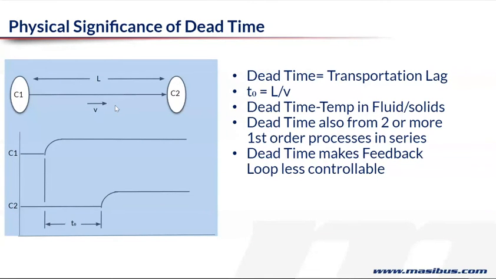Dead time is also there, we saw last time, when you have a 2 RC process, then there is an inherent dead time, because the first process will follow a single RC, and in the second process there will be a dead time, after which it will follow its own RC, right? So in multiple RC processes also you will find dead time. And as I just explained, dead time makes feedback loop less controllable. Now there is a parameter which is defined. It is called the controllability parameter or uncontrollability parameter, and we will see what it is.